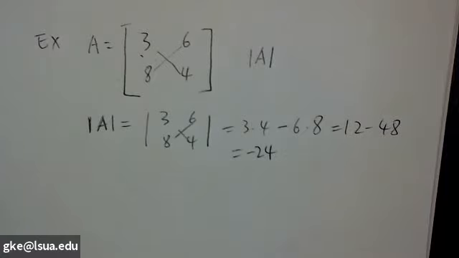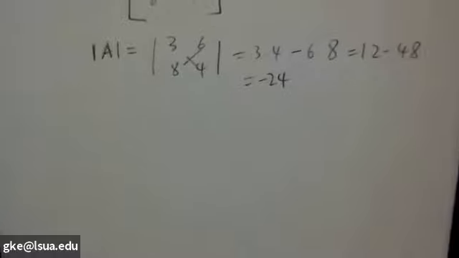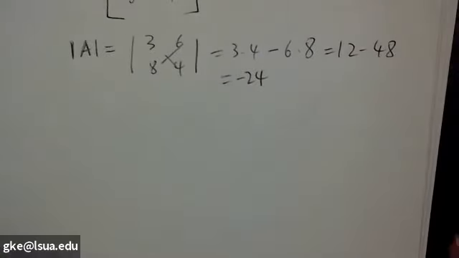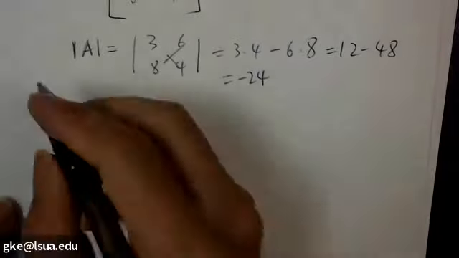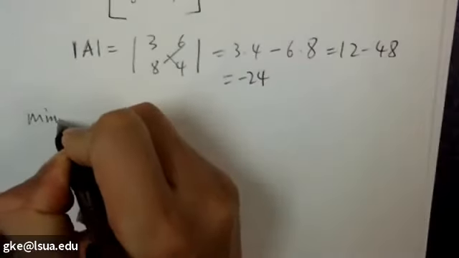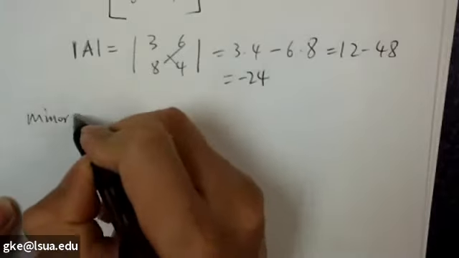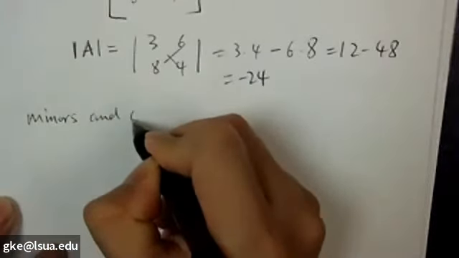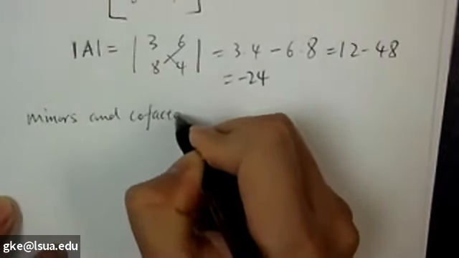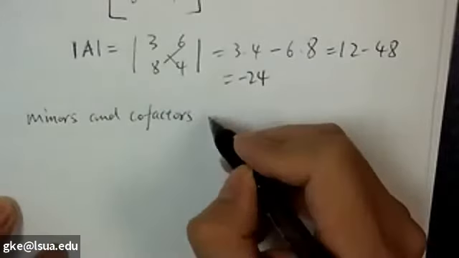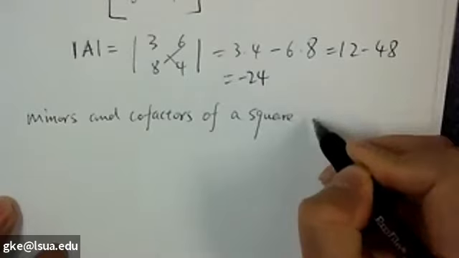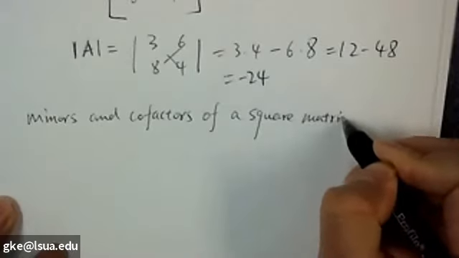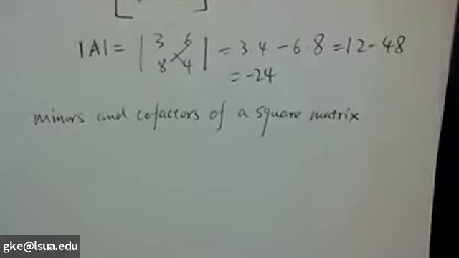That's it, okay? Now, today we're going to learn two important terminologies. That is minor and the cofactors of a square matrix. Okay, of a square matrix.